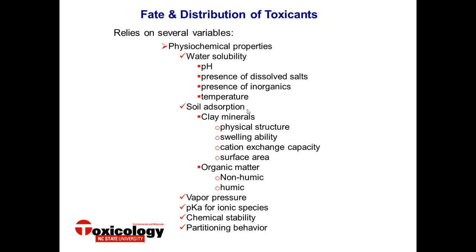This will influence the absorption of the compound onto soil particles. It is important to know whether the soils contain clay minerals, which can differ in their physical structure. In other words, Georgia clay versus North Carolina clay, even though they're very similar. And their swelling ability. So for the clay materials, it can differ based on their physical structure, their swelling ability, and whether or not cations are available for exchange.